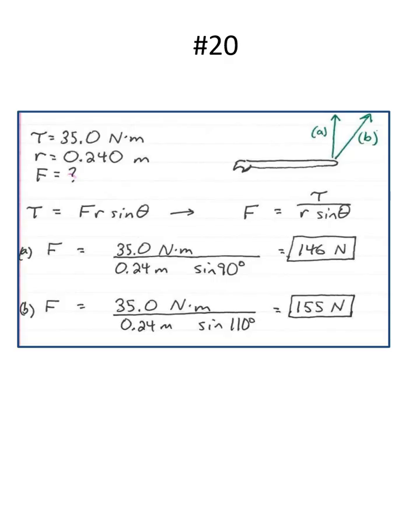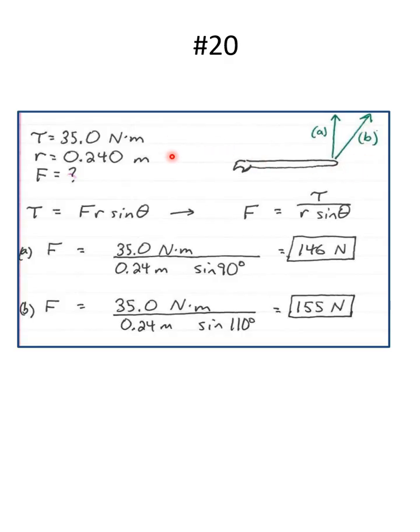Number 20. A car tune-up manual calls for tightening the spark plugs to a torque of 35 Newton meters. To achieve this torque, with what force must you pull on the end of a 24 centimeter long wrench if you pull, part A, at a right angle to the wrench shaft, and B, at 110 degrees to the wrench shaft? All right, I've drawn a little picture here. Part A is pulling perpendicularly, part B is at a 110 degree angle.